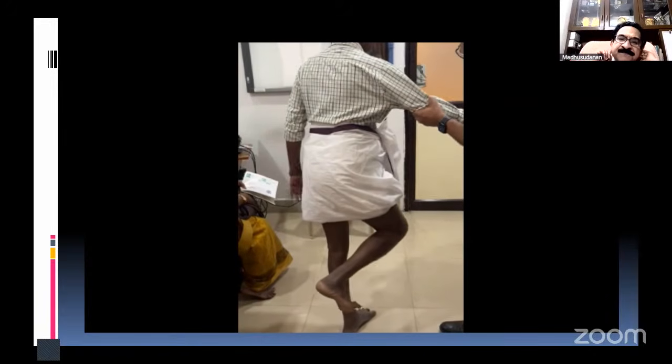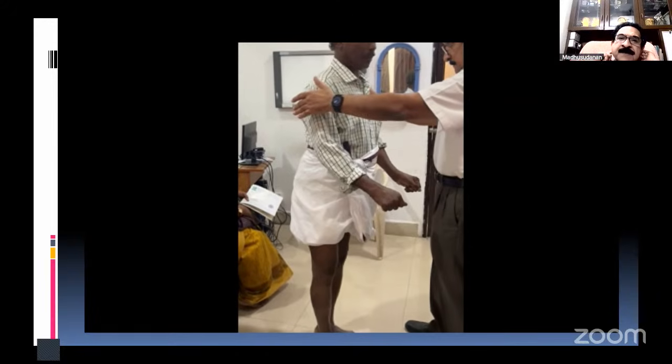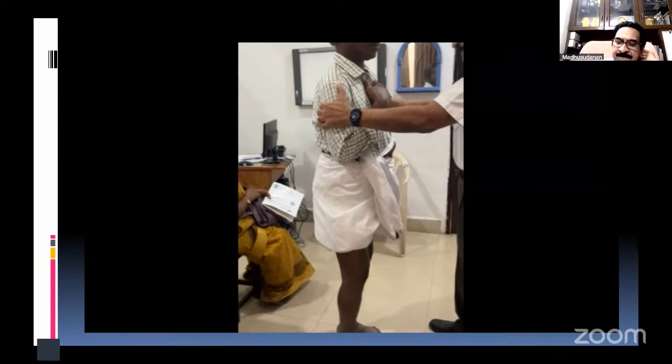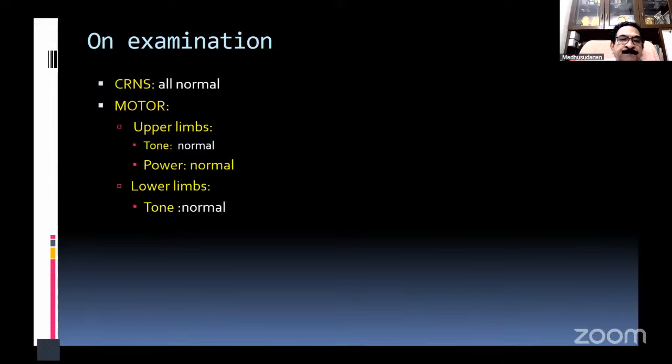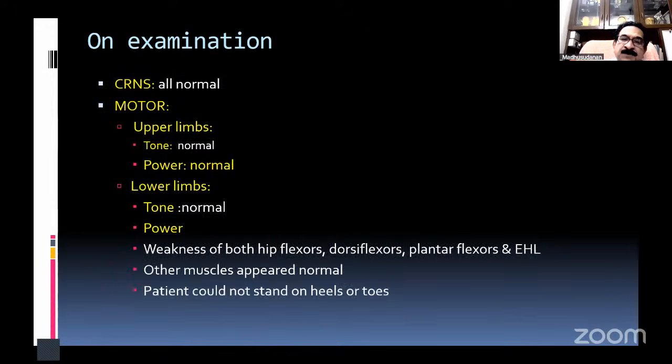Trendelenburg was negative. Thrombus was mildly positive. So on examination, cranial nerves all normal. Motor: upper limbs tone normal, power normal; lower limb tone normal, power weakness of both hip flexors, dorsiflexors and plantar flexors on standing and walking, and both EHL. Other muscles appeared normal. Patient could not stand on heel or toes.